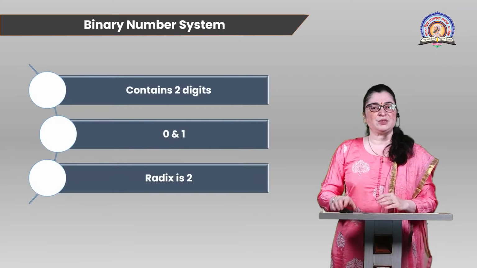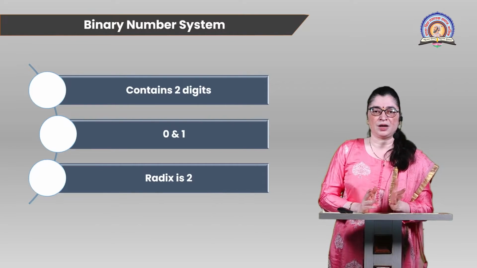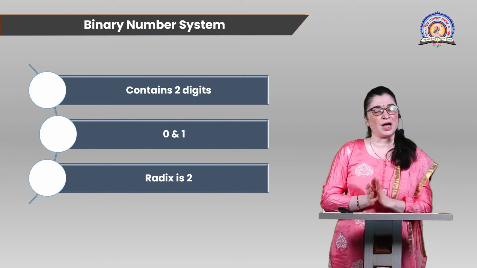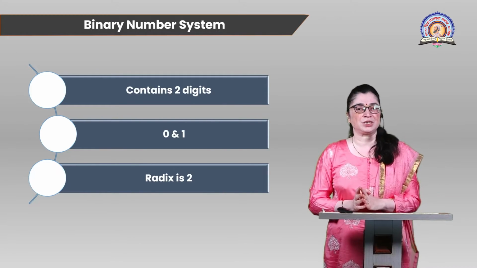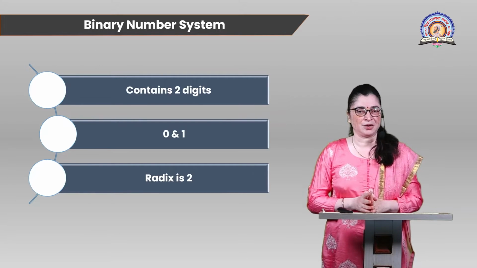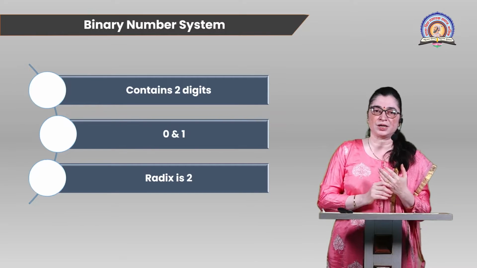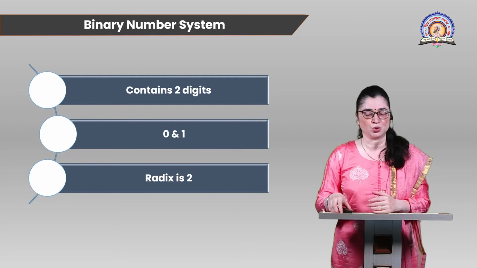The other type is binary number system. It consists of only two digits, and these two digits are 0 and 1. Only these two digits are allowed in binary number system. And as there are only two digits, the base or radix of this number system is 2.